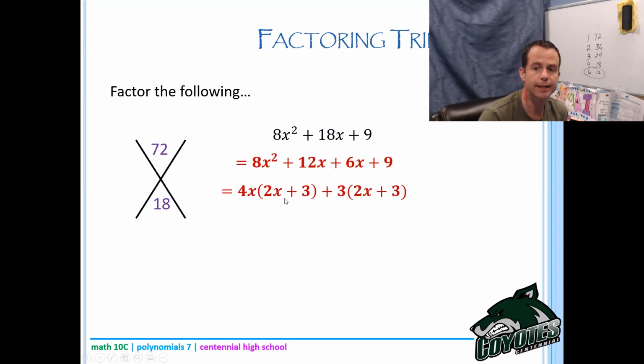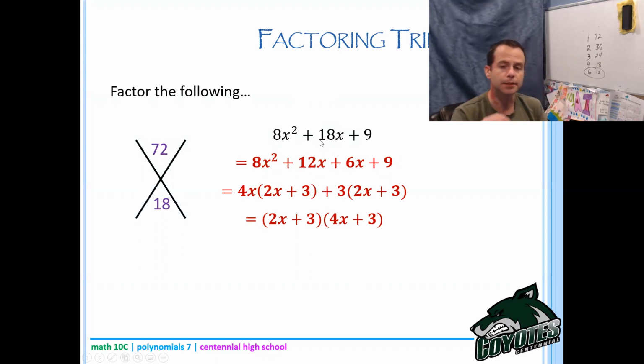So I get super excited. My heart goes pitter-patter because I have 2x plus 3 in the brackets on both. That means 2x plus 3 is a greatest common factor. I can pull it out, and I'd be left with 4x plus 3. So 2x plus 3 times 4x plus 3, when I multiply those together, that would get me back to the 8x squared plus 18x plus 9. So what have I done? I've taken the trinomial 8x squared plus 18x plus 9, and I have factored it into the multiplication of two binomials, where one of them is 2x plus 3, and the other is 4x plus 3.